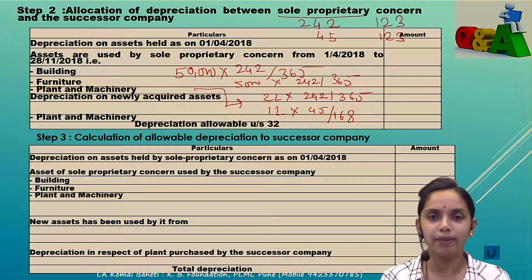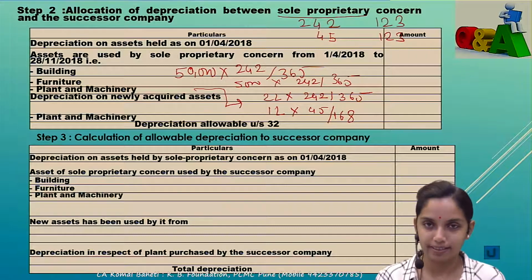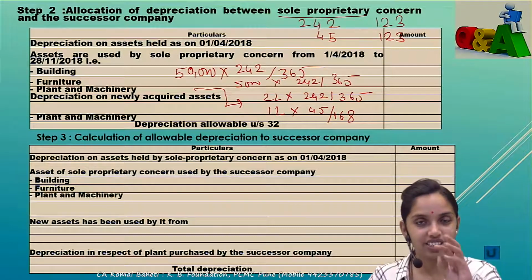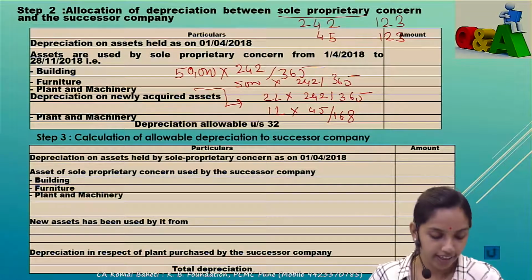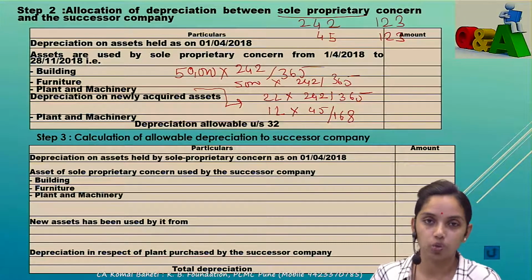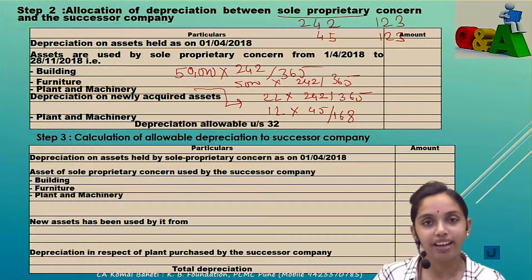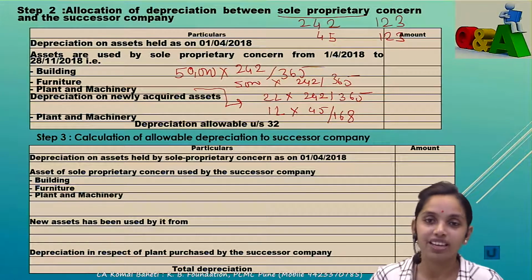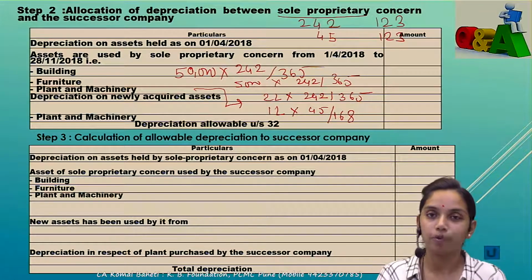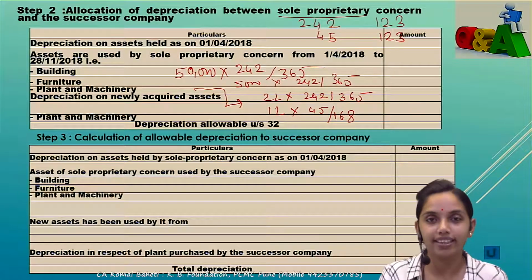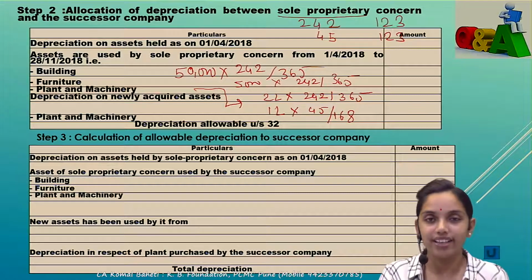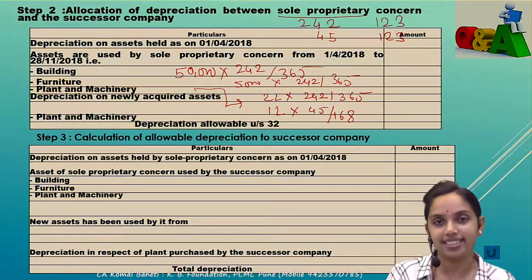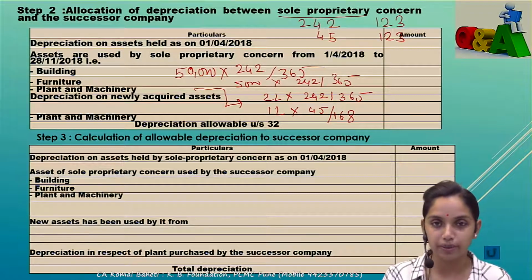Building is very simple, correct. Furniture is very simple. In plant and machinery, there is an addition. Forget the addition of 1 lakh for a minute. How will we allocate the 2 lakh? 242 as to 123, meaning 242 divided by 365 and 123 divided by 365. In this way we will proportionate it out. Just as we do 1:2 by taking 1 divided by 3, similarly 242 divided by 365. Are you clear? Apportionment is done.